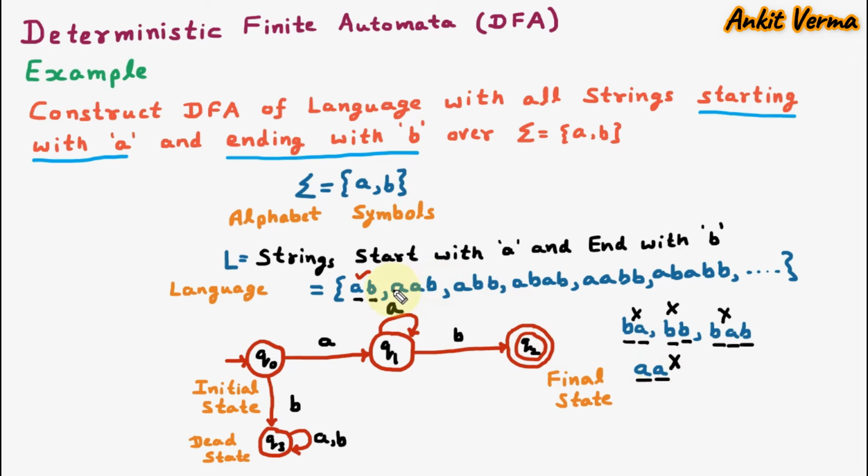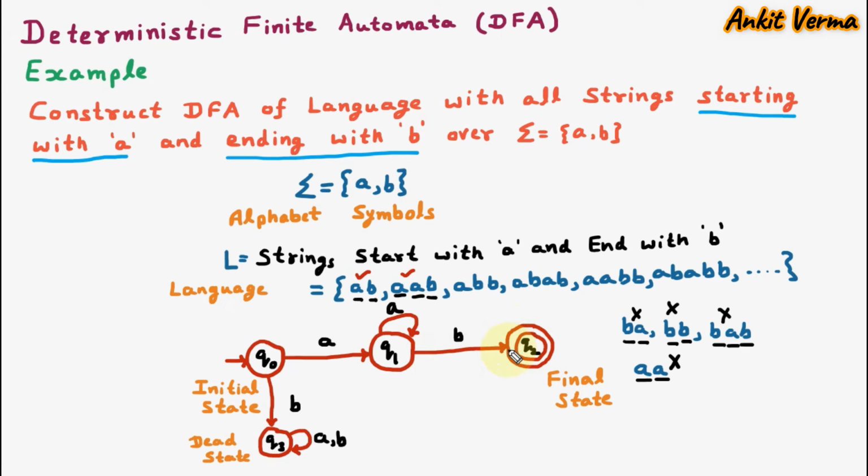We take another string, which is AAB. For the first A, from Q0 for A it goes to Q1. Then for the second A, from Q1 for A it goes back to Q1. Then for B, it goes to Q2, and this is the final state. This decision is right because this string is part of the language, starting with A and ending with B. So for this string, this DFA is giving the correct decision.